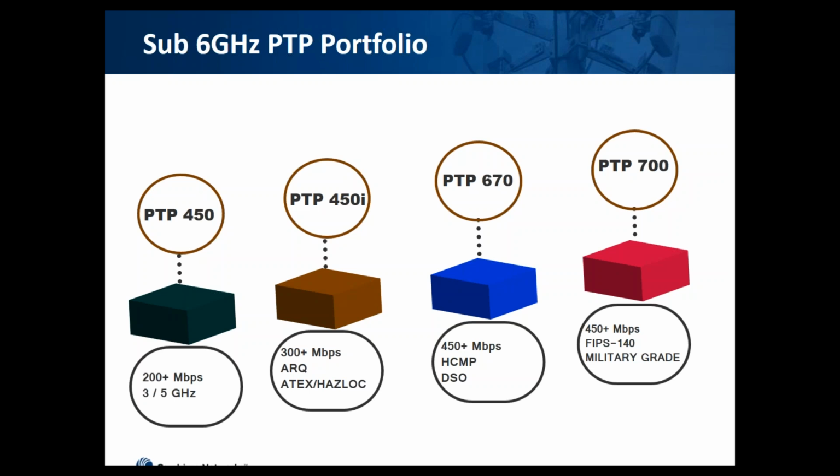The final product that we have is the PTP 700. This is our military grade product, and it also has a high throughput of around 450 plus Mbps.